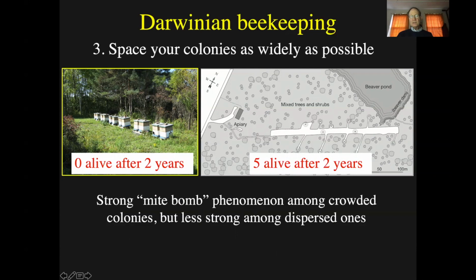As soon as some of them started to collapse, they would be robbed out by robbers from nearby colonies, and so the mite counts shot up in all of them. Here there was a little bit of that mite bomb, a little bit of robbing, but it didn't happen as much, and so there wasn't as much spread of the mites in this situation.